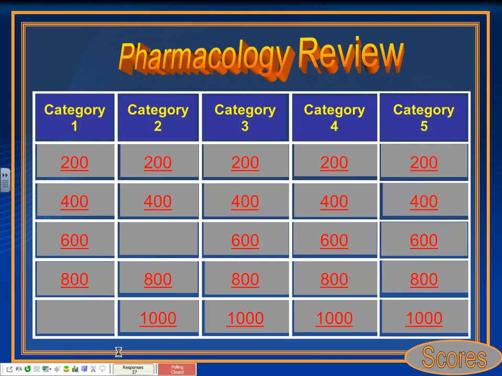Group number 3. What do y'all want? 3 for 1,000? Okay.